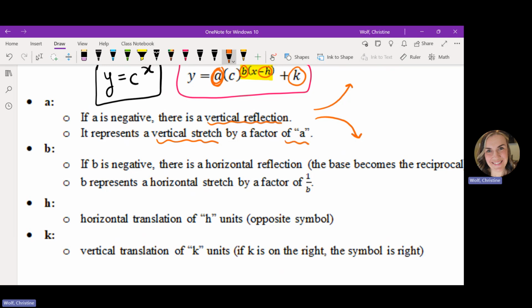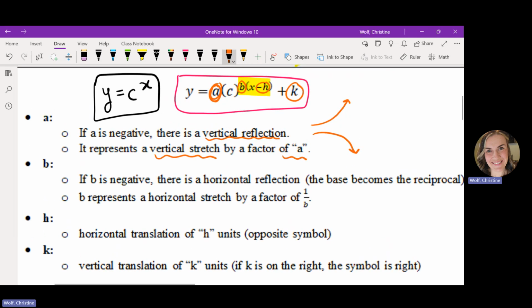So we don't mess with A. Remember how I said so often we flip the B? We don't do anything to A. If A is 5, that means we stretch it vertically by 5. No messing around with reciprocals. Okay, so A is all about vertical reflections and stretches.